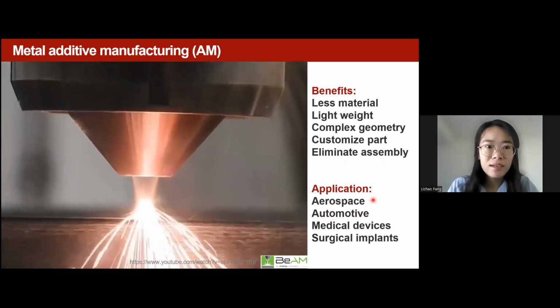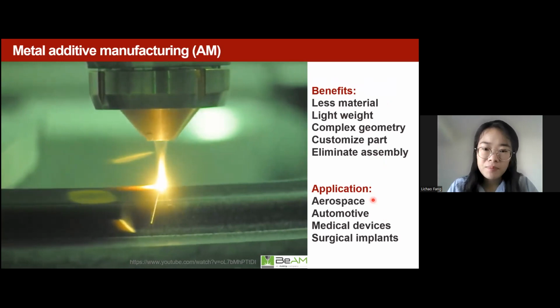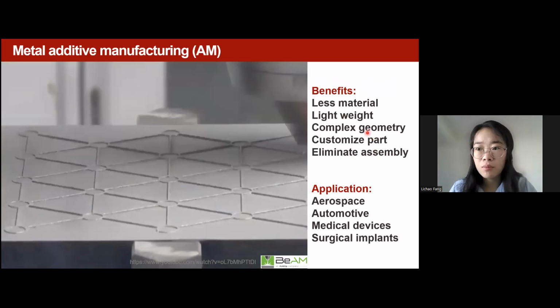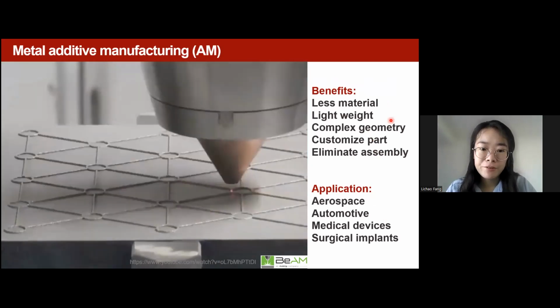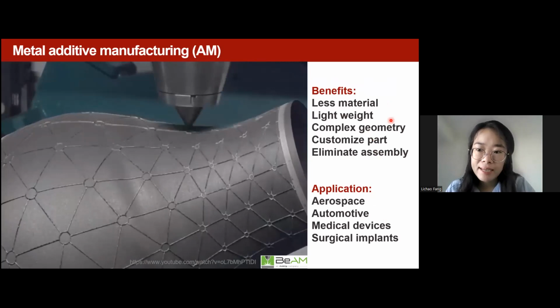Metal additive manufacturing is a process to build parts layer by layer. It has been applied in many areas, and it has many advantages over traditional techniques. For example, we can use light material and build lightweight parts, and we can design samples and parts with complex geometry, and people can also customize the parts. Now it has been applied in aerospace, automotive, medical devices, and also surgery implants.